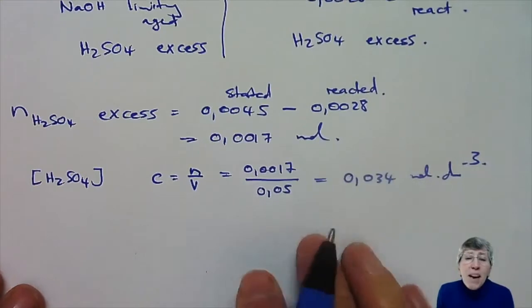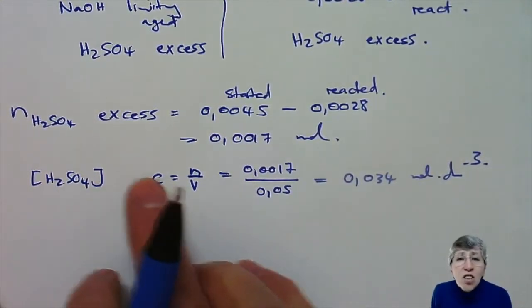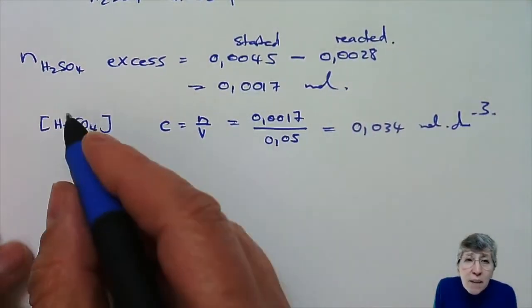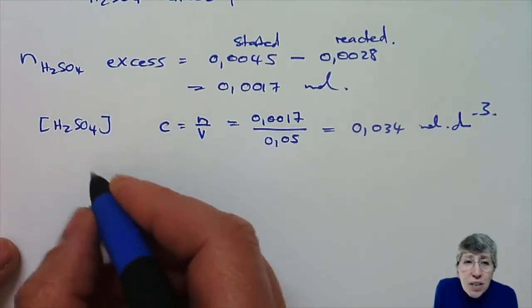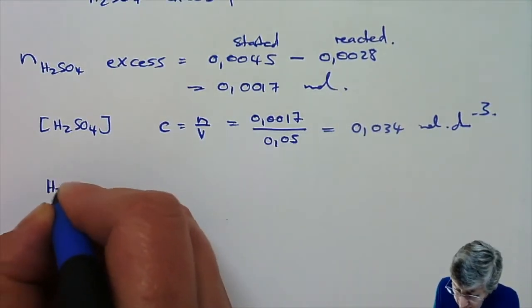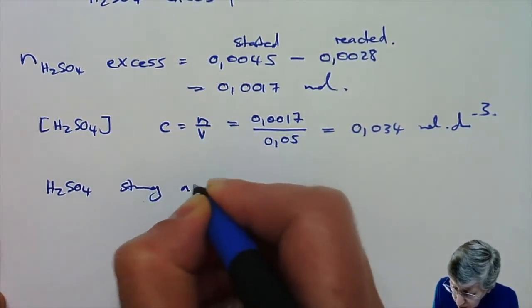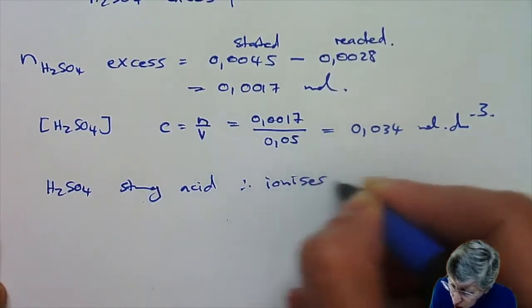And now I'm actually where I was last week, right? They give me a concentration of the acid, and I have to work out the pH, right? Now from the acid, I have to go to hydronium ions. So the first thing I'm going to say is H2SO4 is a strong acid, which tells me it ionizes completely.